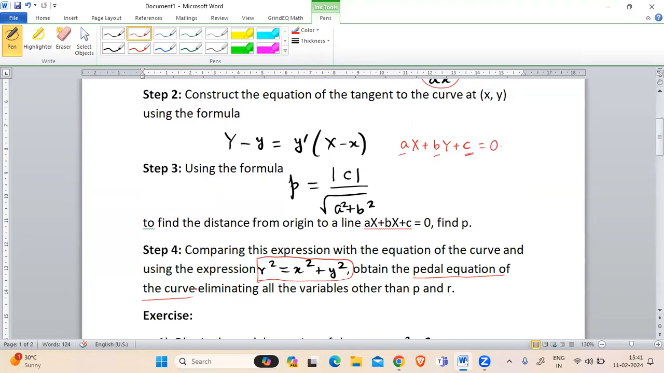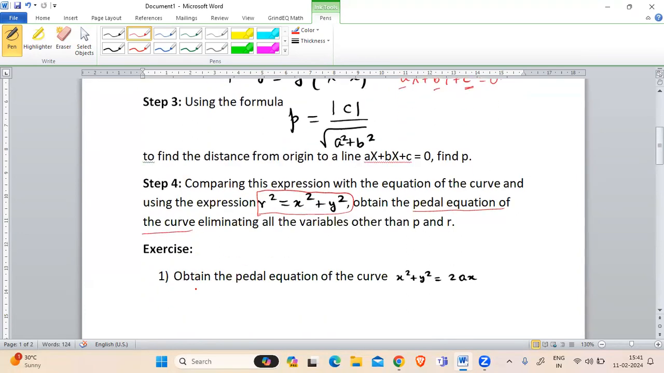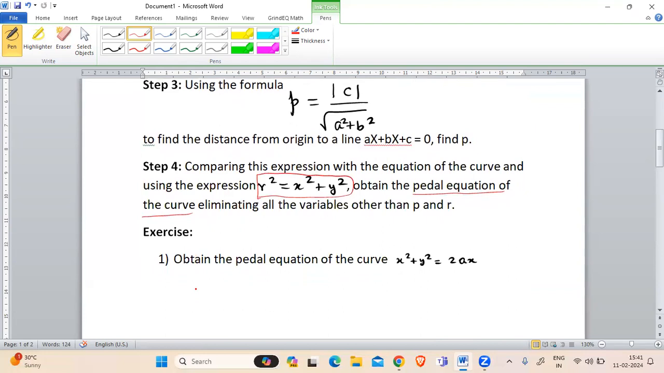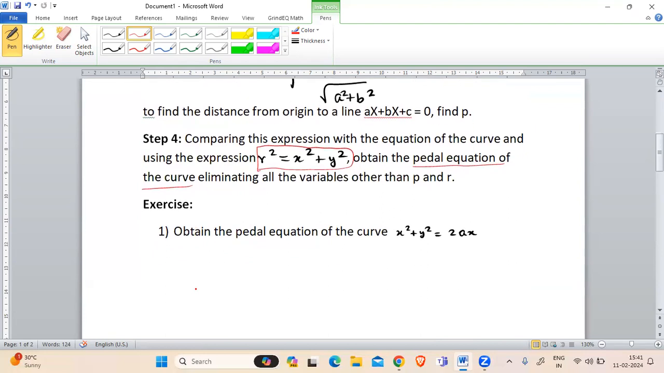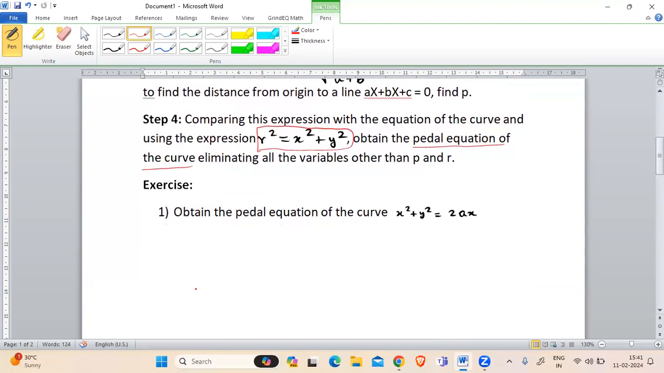Now to understand this, I would like to give you a simple example. This is a problem that we are going to solve here. The question is, obtain the pedal equation of the given curve. We start with the equation of the curve, which is x² + y² = 2ax.